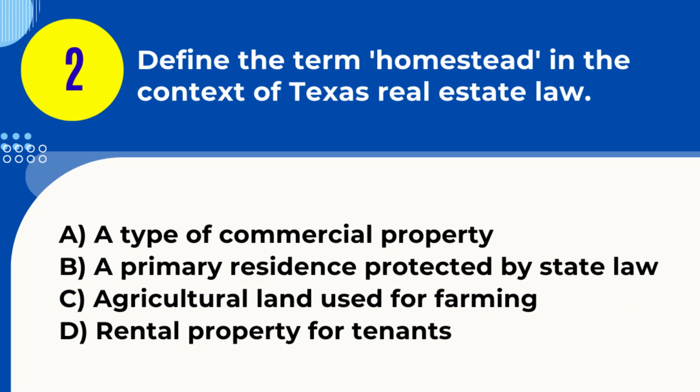Question 2. Define the term homestead in the context of Texas real estate law. A. A type of commercial property. B. A primary residence protected by state law. C. Agricultural land used for farming. D. Rental property for tenants. Answer: B. A primary residence protected by state law.